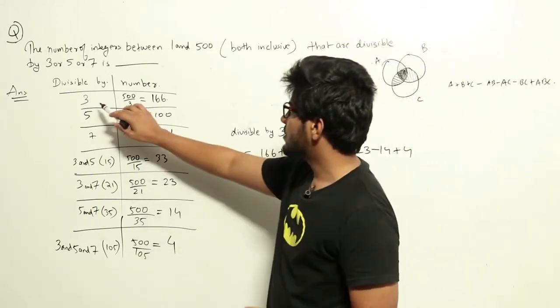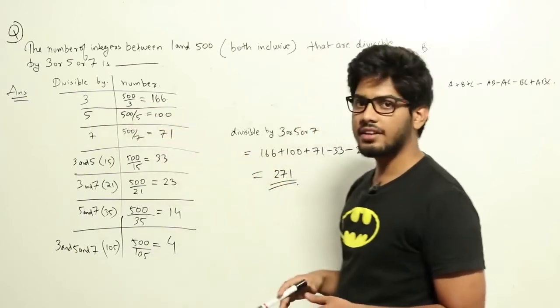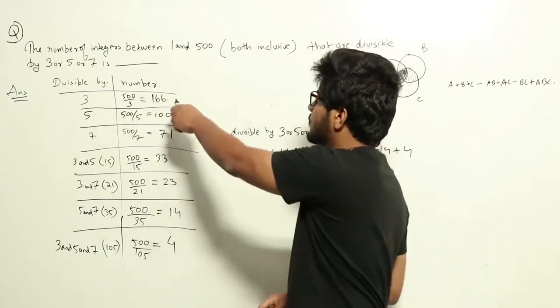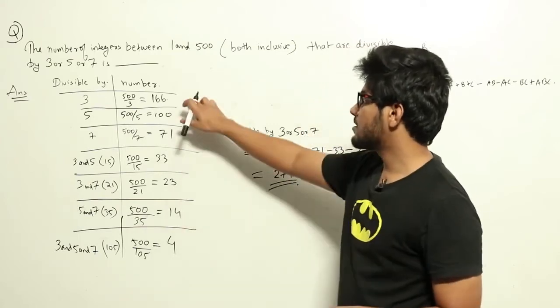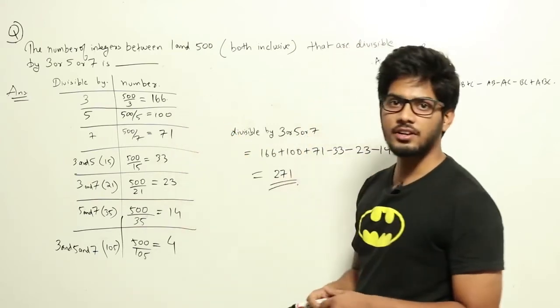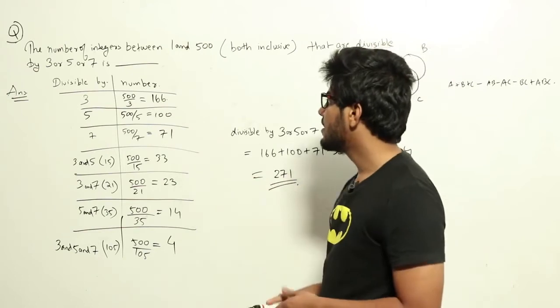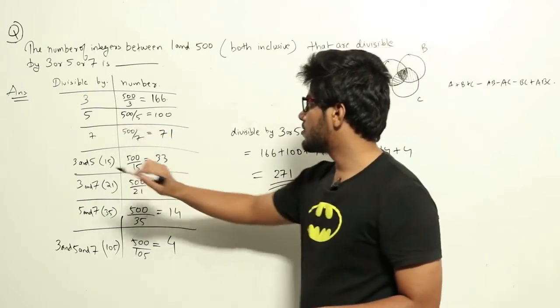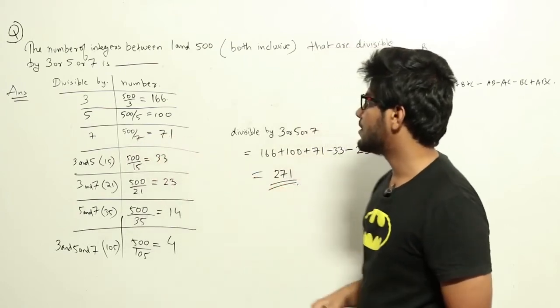The number of numbers divisible by 3 is 500 by 3. When I say 500 by 3, I am just taking the integer division. That is 166. There are 166 numbers between 1 and 500 inclusive that are divisible by 3. Similarly, divisible by 5 is 500 by 5, that is 100. Divisible by 7 is 500 by 7, that is 71.